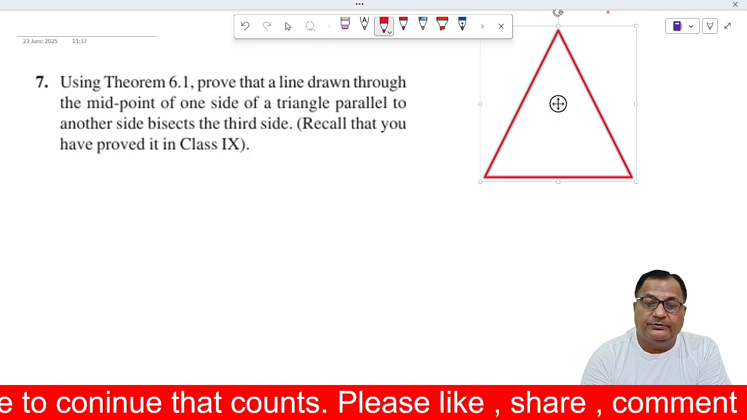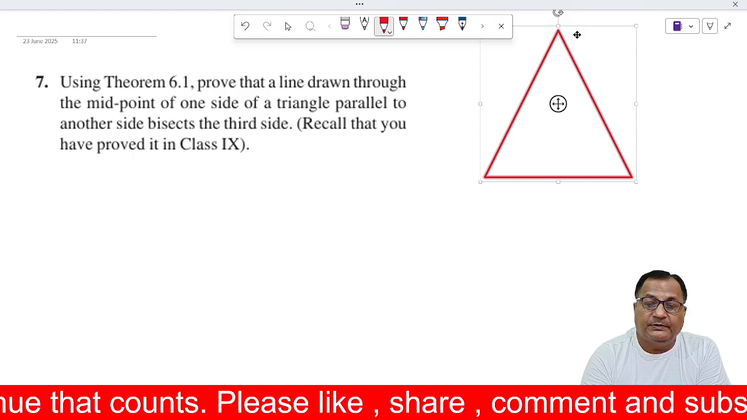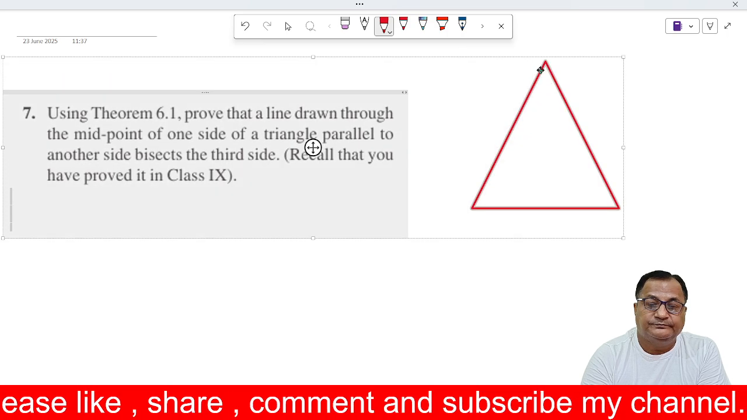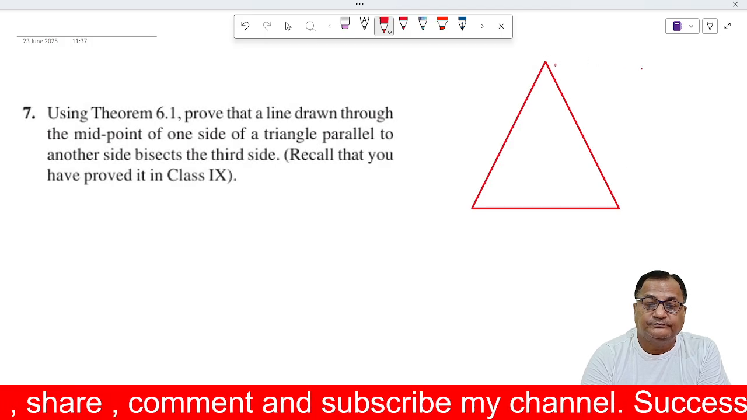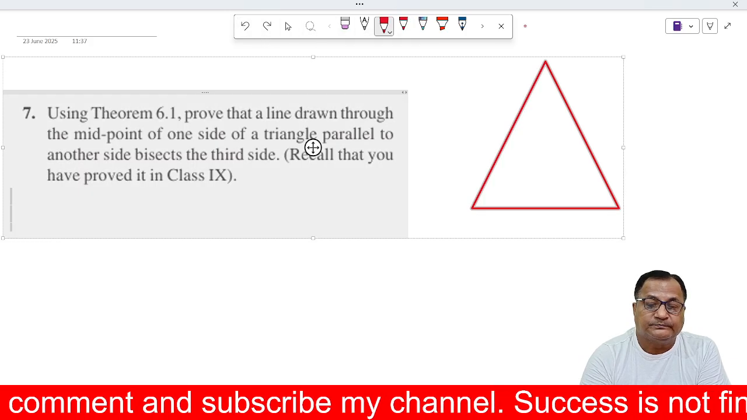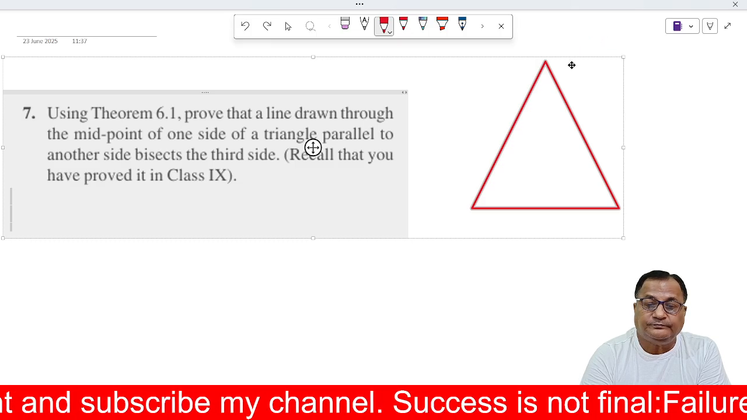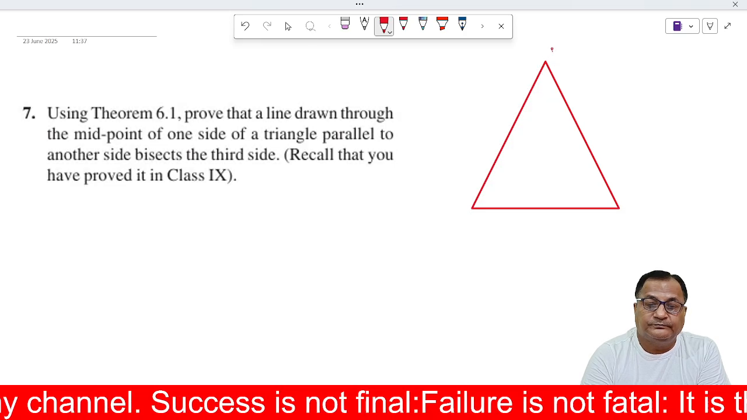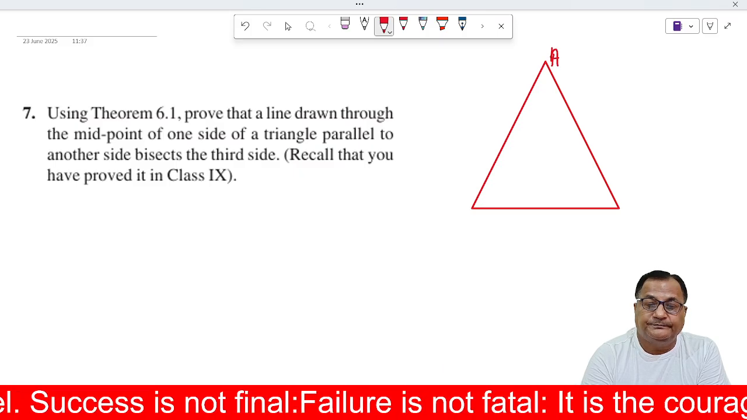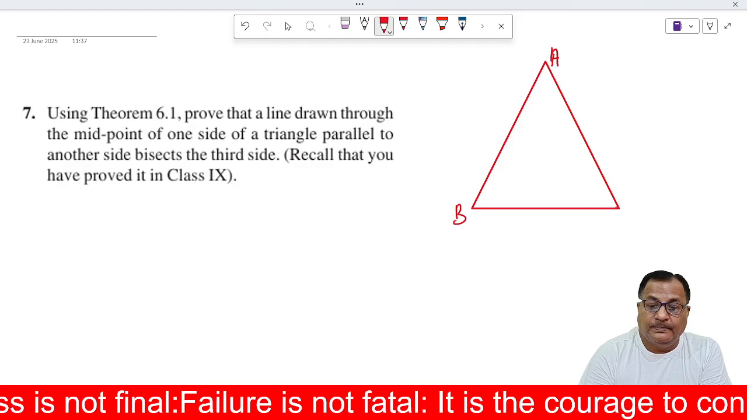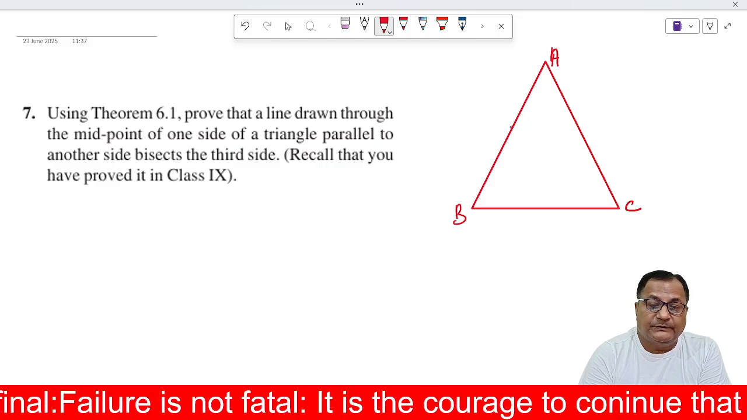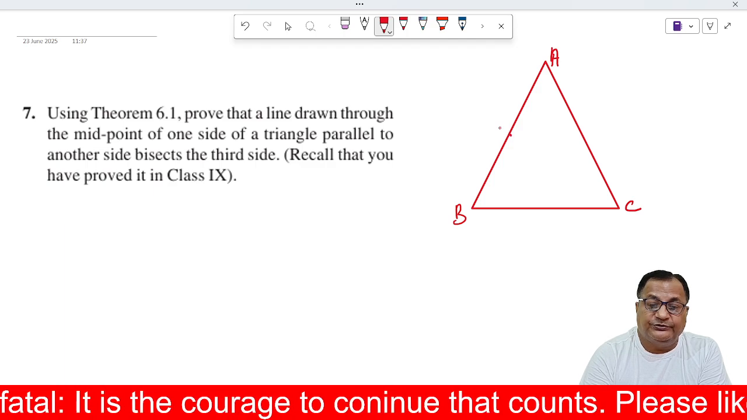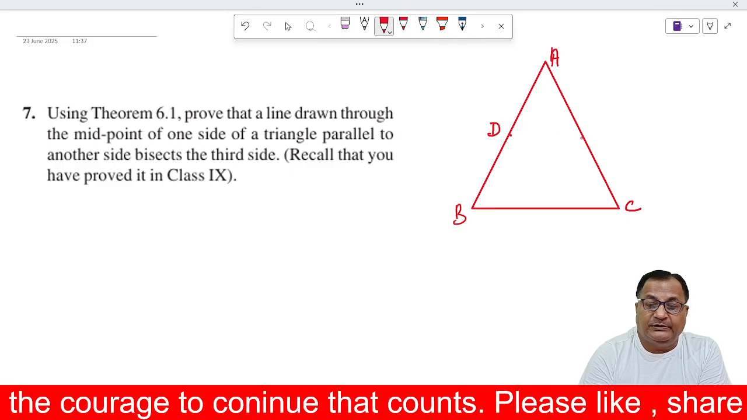Prove that a line, this is a triangle. Suppose this is A, B, C. Here, prove that a line through, and this is the midpoint. Suppose this is D. D is the midpoint.